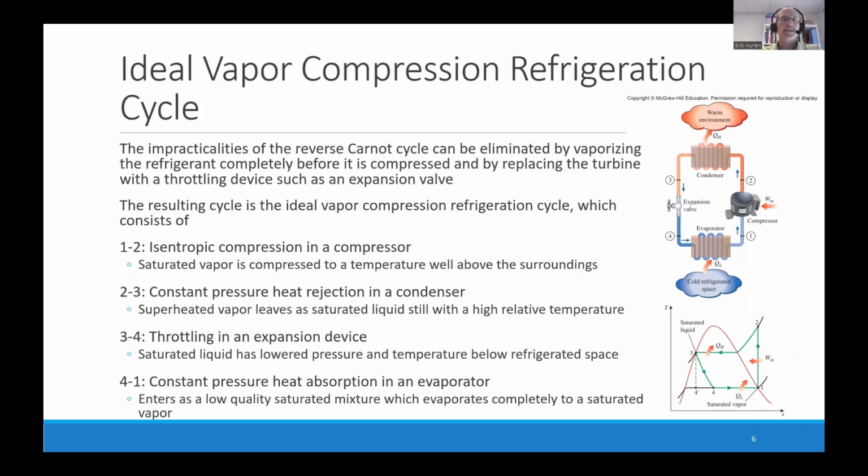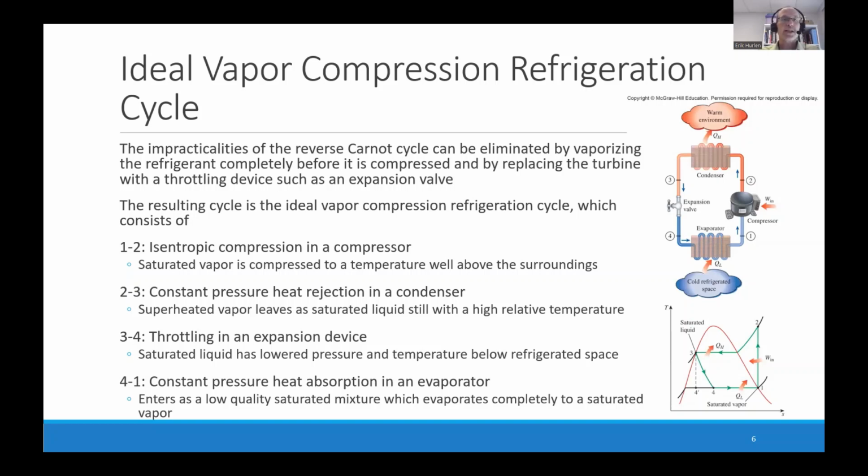The ideal vapor compression refrigeration cycle is composed of the following 4 processes. 1 to 2 is an isentropic compression using a compressor. This is where work comes into the system. The refrigerant begins as a saturated vapor, and temperature increases as it is compressed. 2 to 3 is a constant pressure heat rejection using a condenser. Superheated vapor comes into the condenser and leaves as a saturated liquid, but still at a high temperature.